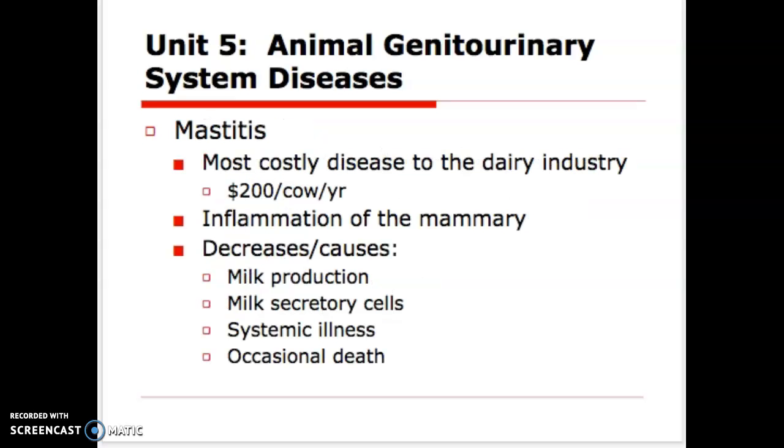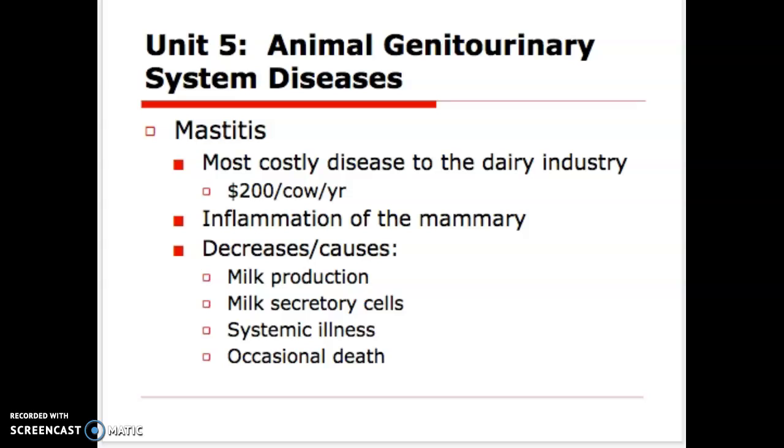Turning our attention to mastitis now, the most costly disease in the dairy industry, and I've got listed $200 per cow per year is what it costs the dairy industry right now. Not just in affected animals. That is kind of an industry-wide number, and it's moving northward towards 300. A lot now in the industry.